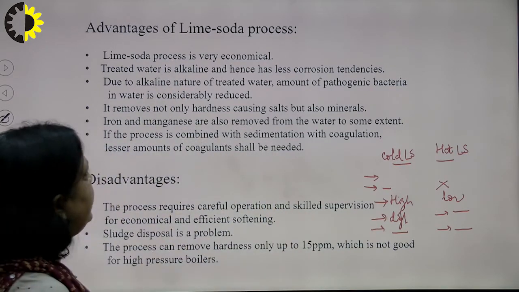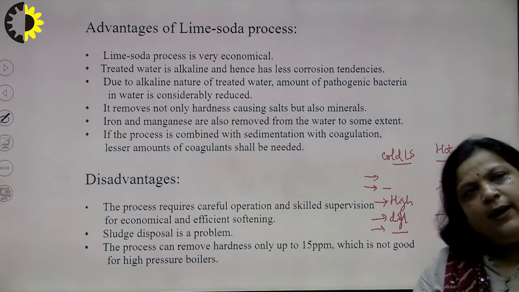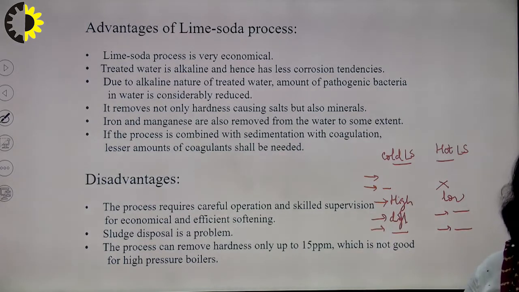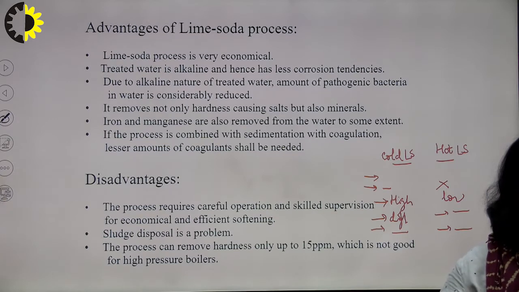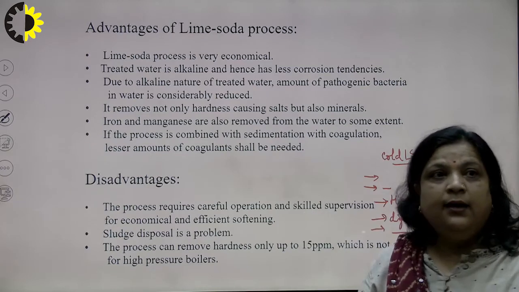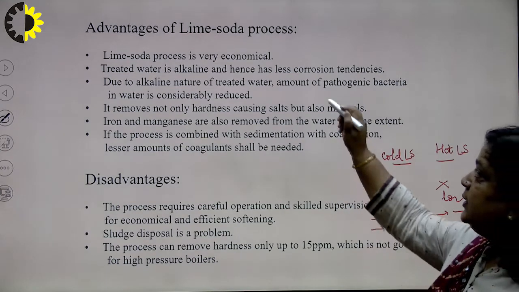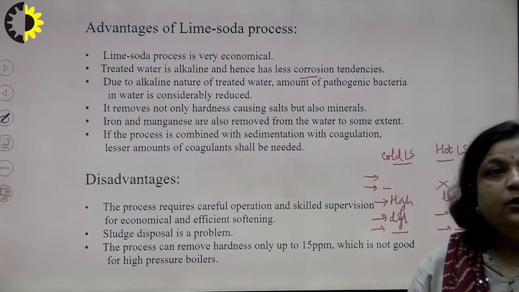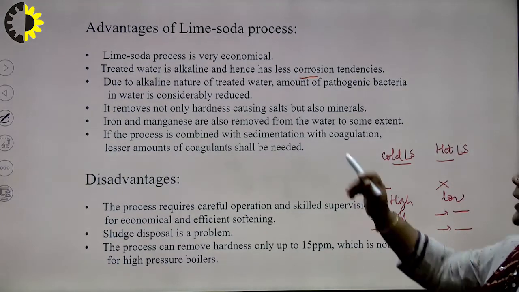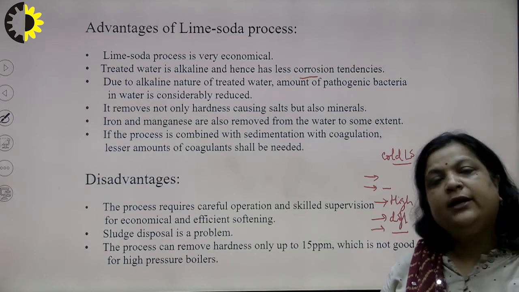Now, if we take advantages, the lime soda process is very economical because we only require a chemical and a tank, and we add the chemical within the water and the reaction occurs and we get soft water. And the second important advantage is that treated water is alkaline because hydroxide is there, and we know that in alkaline water corrosion rate decreases, so there is less corrosion tendency. Due to the alkaline nature of water, the amount of pathogenic bacteria is also reduced.